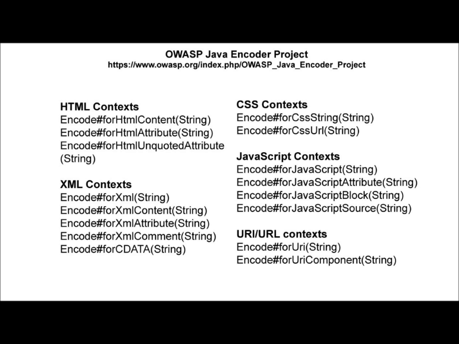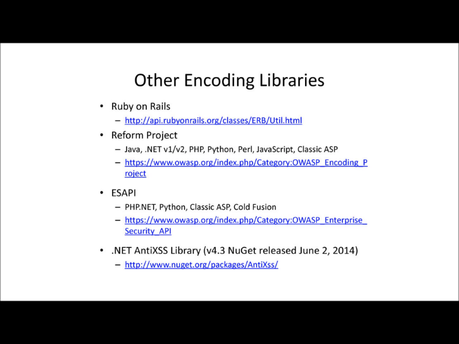There's the AntiXSS library, of which a new version was released recently for .NET. This is the encoding library that you use in the user interface of your .NET apps. There's the ESAPI project, which has a couple of legacy encoders. There's the Reform project with many encoders. And Ruby on Rails even has a built-in encoder. So there's an encoding library in every single language. You've got to look for it, though.